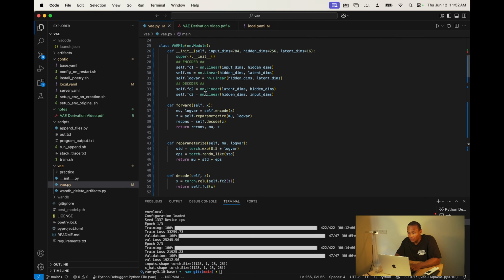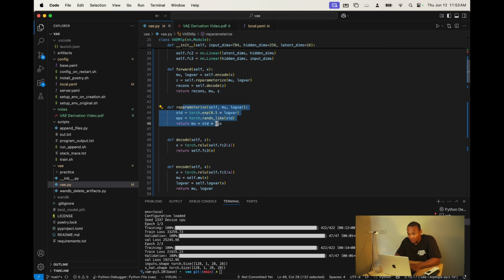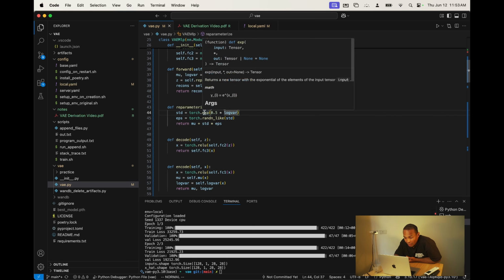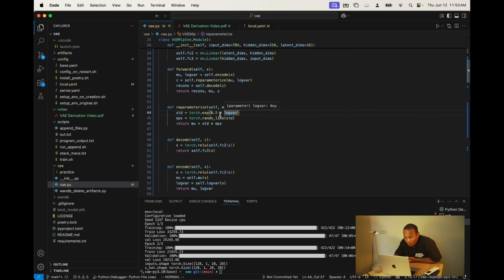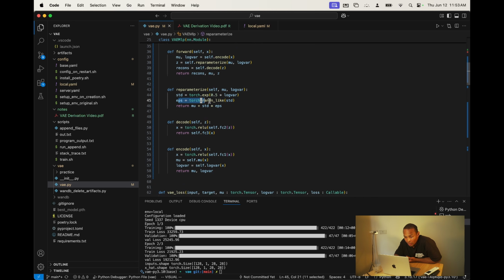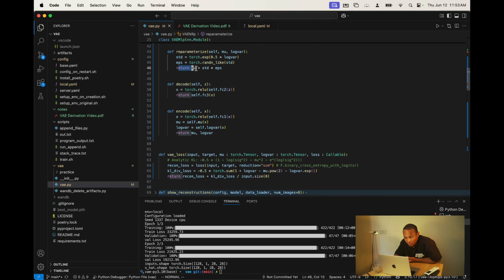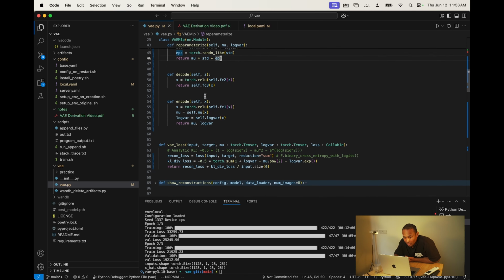So over here, we can see we have our encoder and our decoder. We encode, reparameterize, decode. In reparameterization, we have to get the standard deviation. We recover sigma by exponentiating, and then we get the standard deviation by taking the square root. We sample from a normal distribution. That's the reparameterization trick.